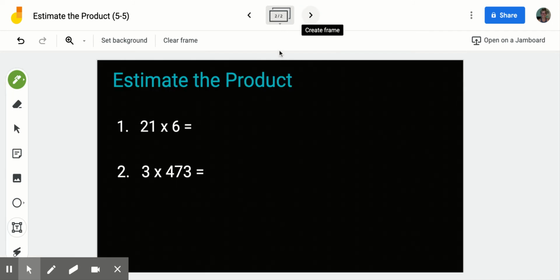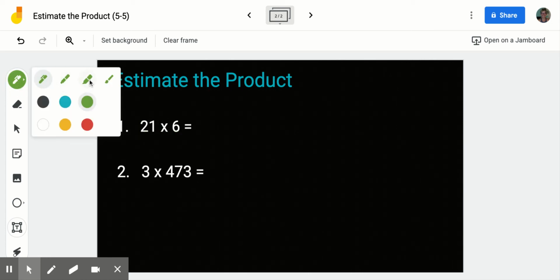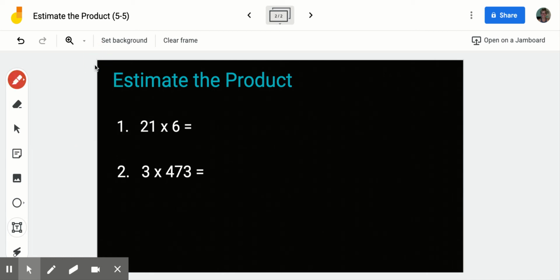Now let's look at some examples that we can work out together. Still, we are estimating the product, so we're going to round. And if I see the first problem, it looks like 21 times 6. Now again, I'm not looking to solve 21 times 6. I don't want the exact answer here. I do want to find out a number that's close. I'm not going to round the 1-digit number. I am going to focus on the 2-digit number.